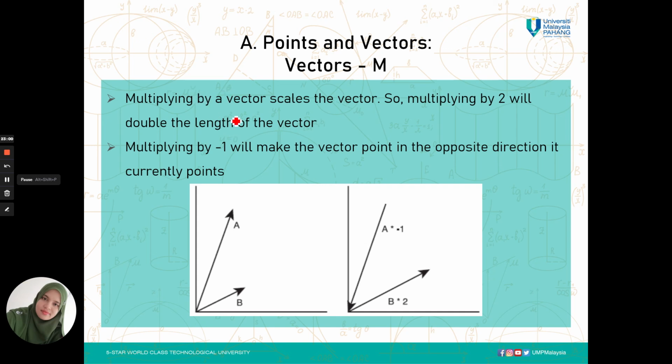And the next one is multiplying. You can multiply the vector by 2 to lengthen it, and when you multiply by -1, you make it go backward. So if you want to change the vector direction, you can multiply the vector by -1, so it will give the opposite direction. If you multiply with a large number, then the vector will be large.